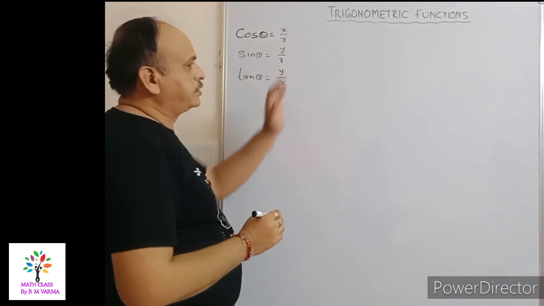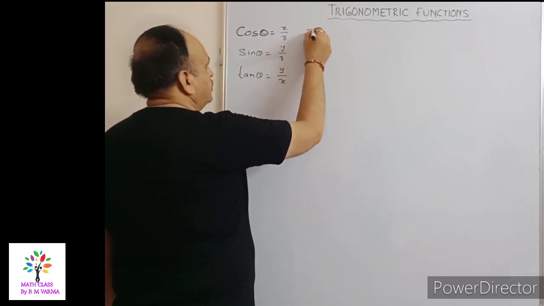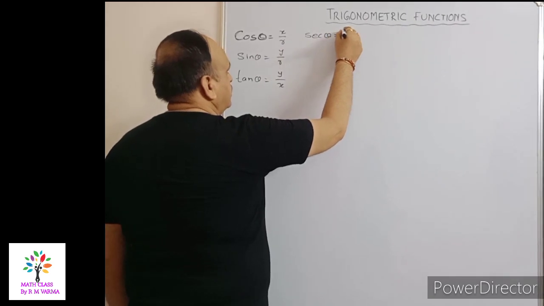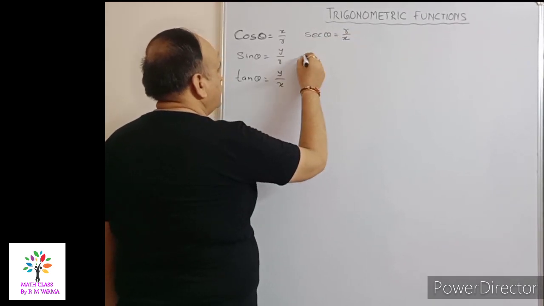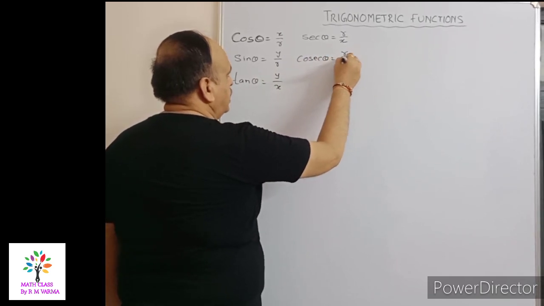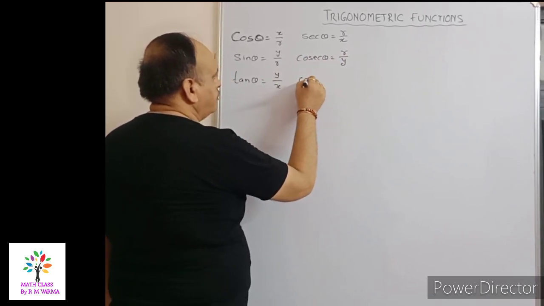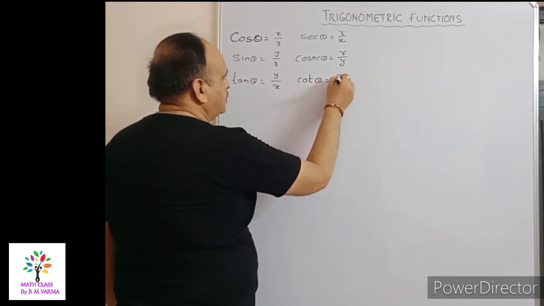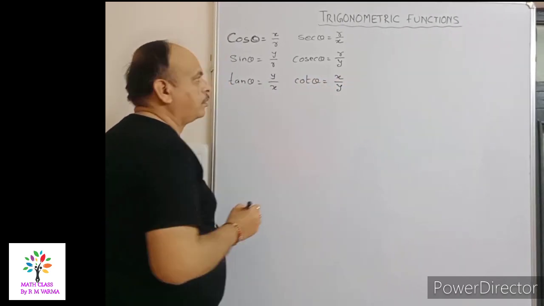Now the inverse of this: sec theta is r upon x, cosec theta is r upon y, cot theta is x upon y.